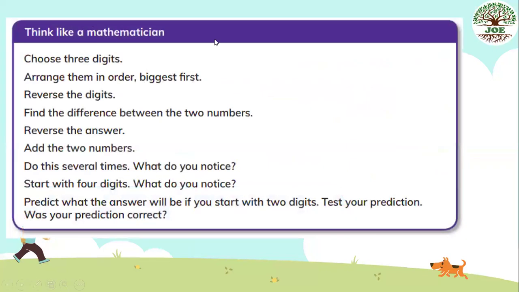Think like a mathematician. Choose 3 digits. Arrange them in order, biggest first. Let's see. 6, 5, 3. Now just biggest first. And reverse the digits. 3, 5, 6. And find the difference between the two numbers.